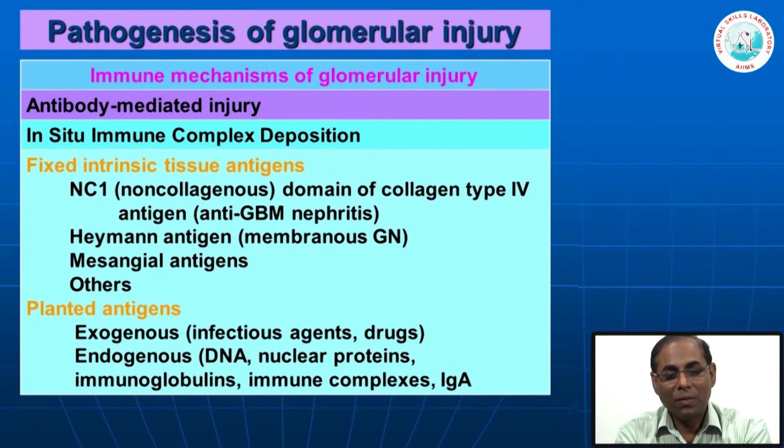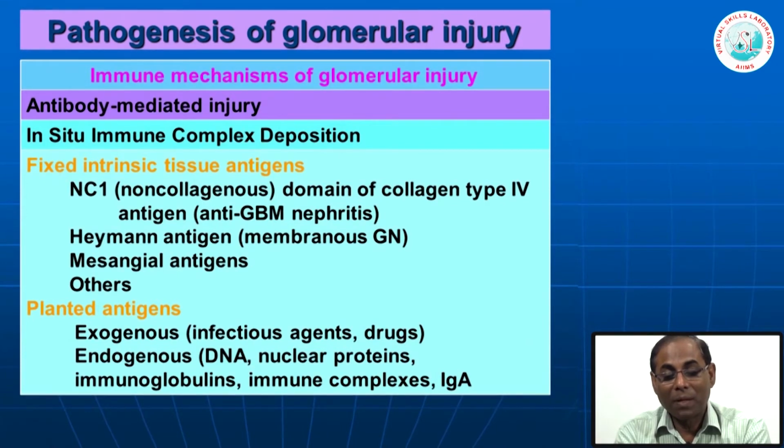Now this injury can be antibody mediated, and how can the antibody be there in the glomerulus? It may be secondary to in situ immune complex deposition. In situ means in the glomerulus itself. Now how can it get deposited in the glomerulus? It can be of two types. First, the fixed intrinsic tissue antigen, that means inside the glomerulus the autoantigens or self antigens can be antigenic, and that is like an autoimmune response, and this is described particularly in the NC1 non-collagenous domain.